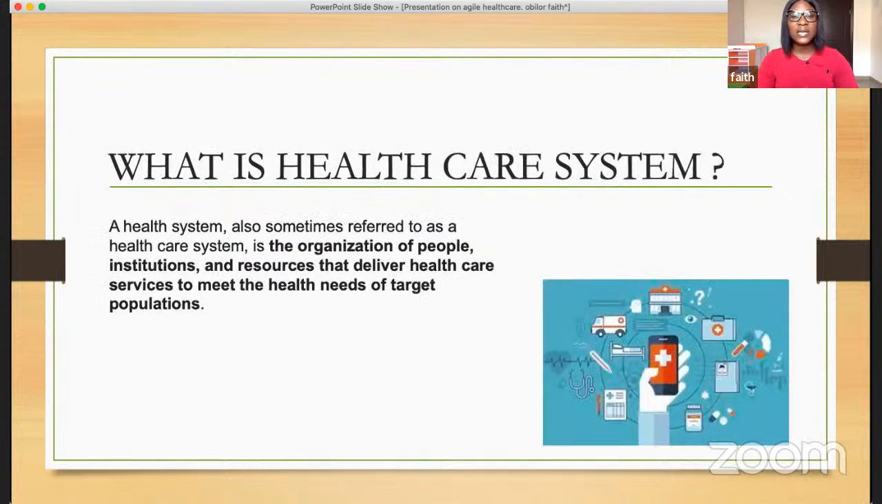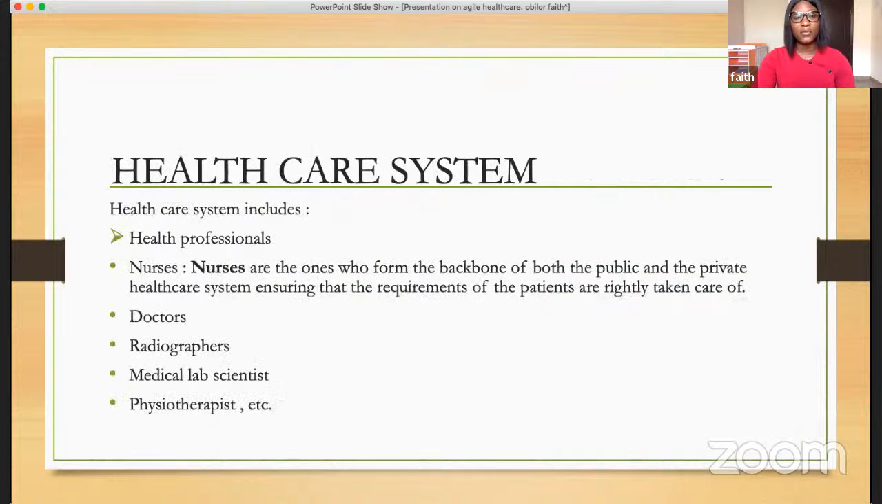Then we have what is the healthcare system. A healthcare system is the organization of people, institutions, and resources that deliver healthcare services to meet the health needs of the targeted population. So here are the people that make up this healthcare system, but the most important person in the healthcare system is the patient. Without the patient, healthcare professionals will not be in place or won't exist, basically.